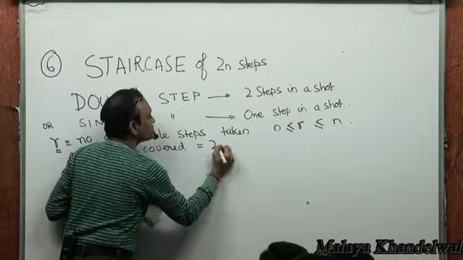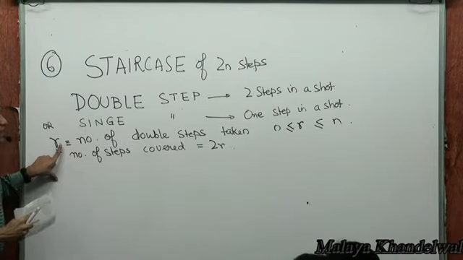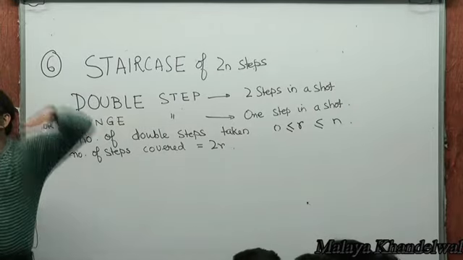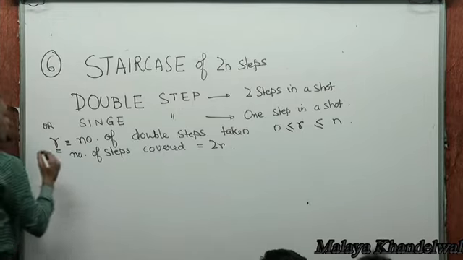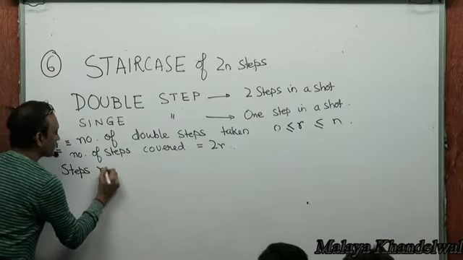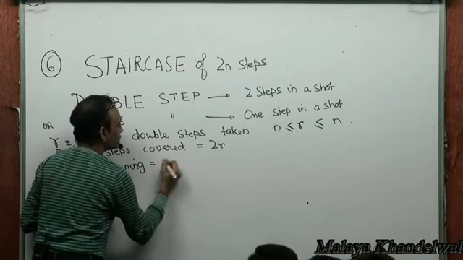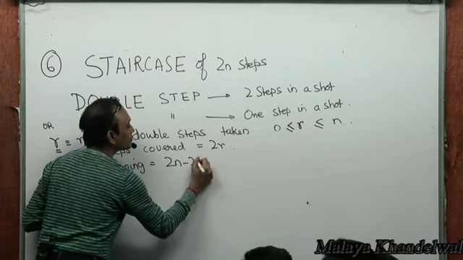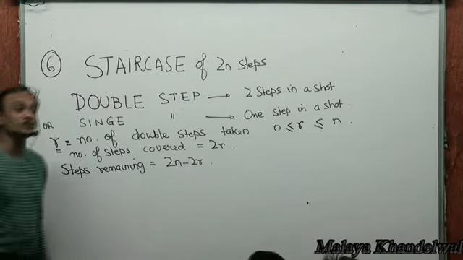is 2r in the process. If r double steps, each double step would be 2 steps. So r double steps means he would have covered 2r steps. Yes or no? Now, steps remaining. How many? 2n minus 2r steps remaining. 2n minus 2r steps remaining, yes or no?